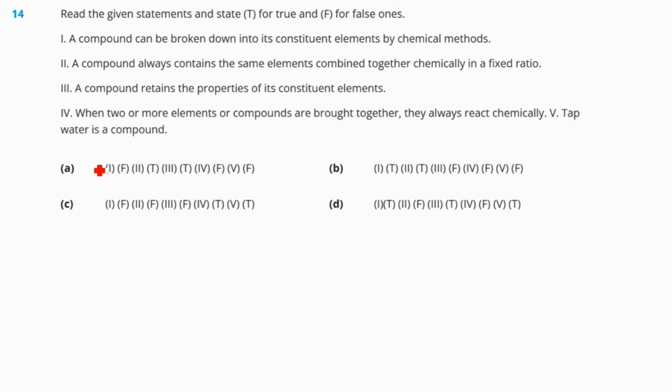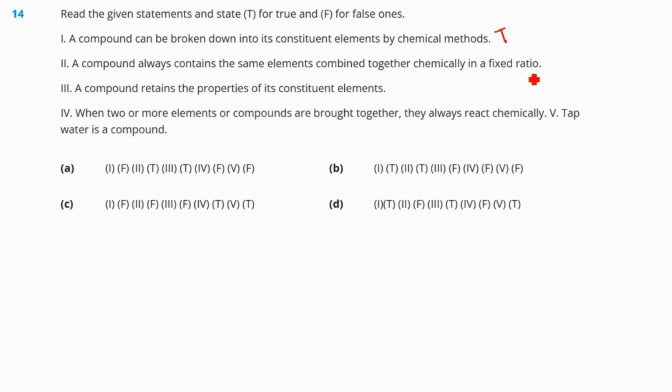Question 14. Read the given statements and state T for true, F for false. A compound can be broken down into its constituent elements by chemical method. Correct? This is true. A compound always contains the same elements combined together chemically in a fixed ratio.